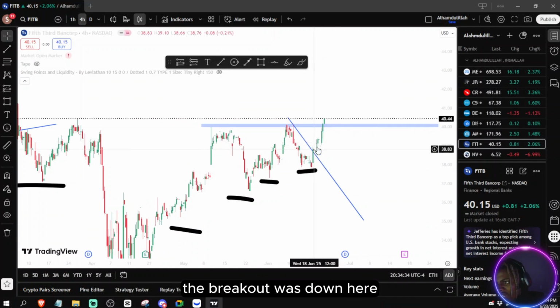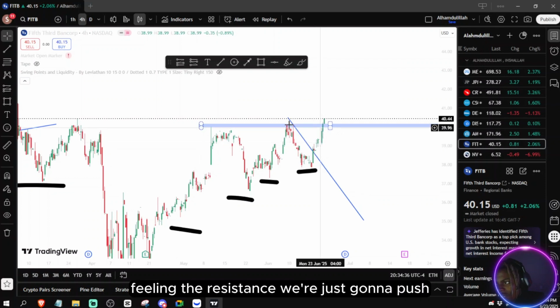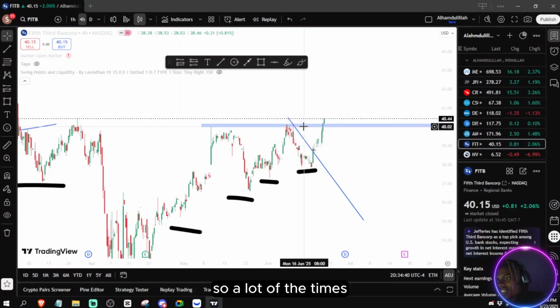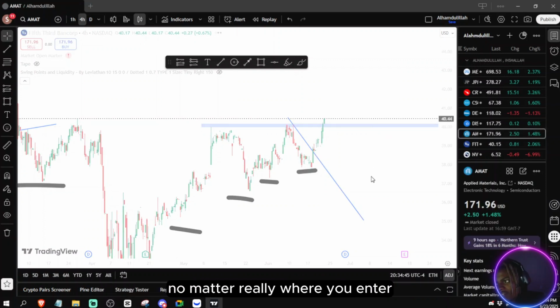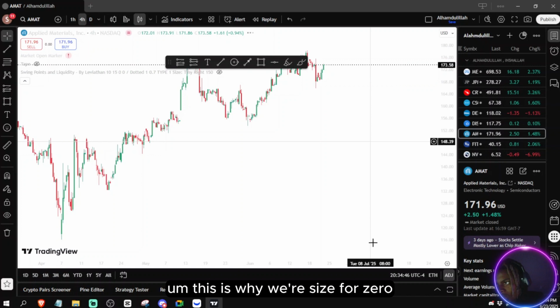The breakout was down here, and we just ended up pushing, filling the resistance. We're just gonna push and fill the resistance. So a lot of the times this ends up just gonna push and fill the resistance, no matter really where you enter. And this is why we're sized for 0.